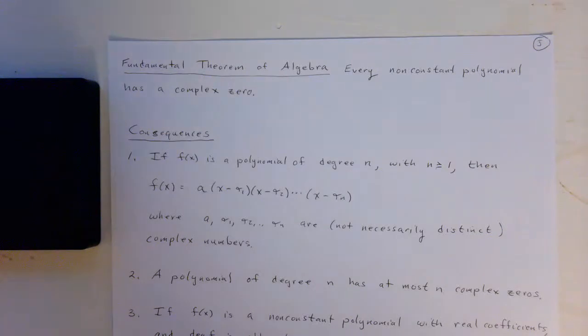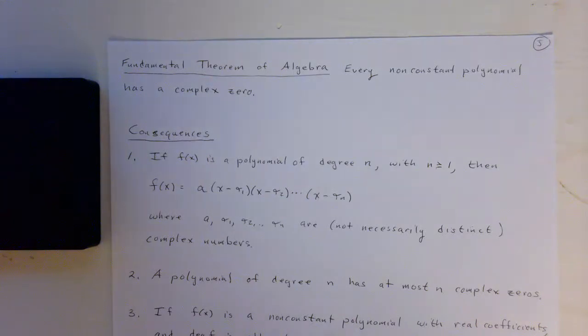That means you can write down any polynomial you want, no matter how nasty it is, no matter how big a degree it is, no matter how ugly the coefficients look. There's going to be some complex number that you can plug into that polynomial and get zero. Now, of course, this doesn't tell you how to find that zero. It just says that it exists.